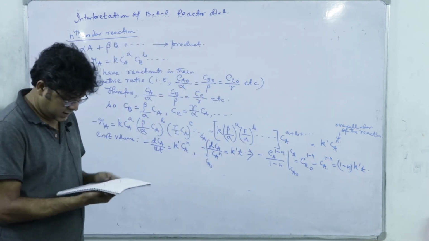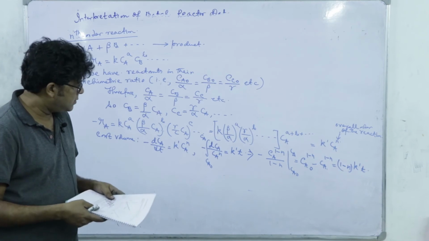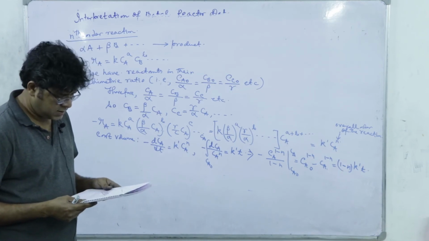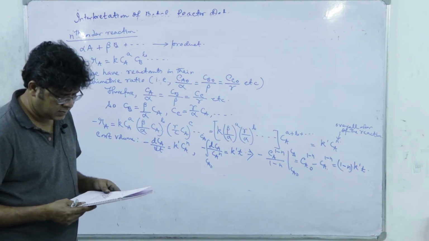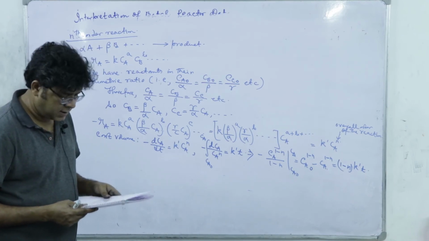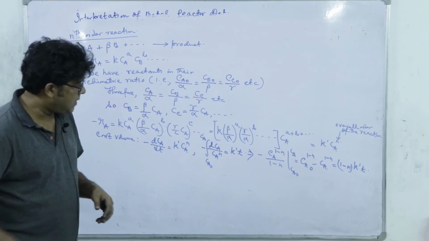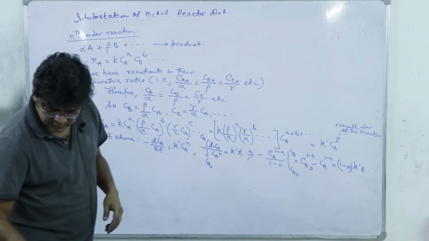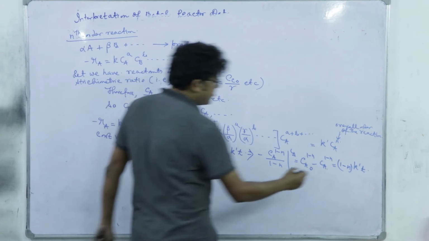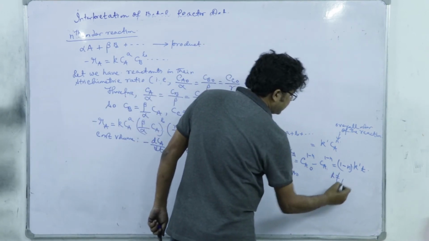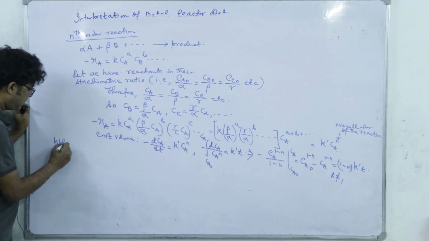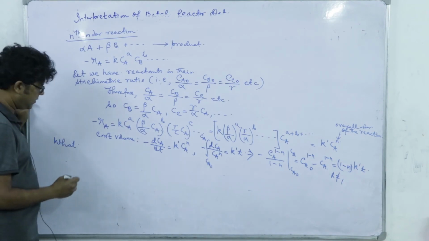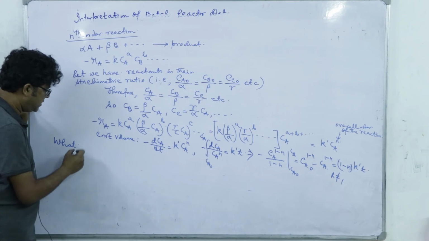Whether I have done it correctly, Ca naught to the power 1 minus n, minus Ca to the power 1 minus n, equals n minus 1 into k into t. Fine, and this is valid for k not equal to 1. So, here we will introduce the concept of half-life. You have studied it in 10+2 chemistry for radioactivity.